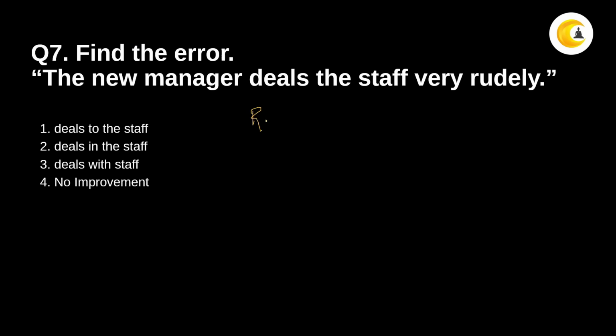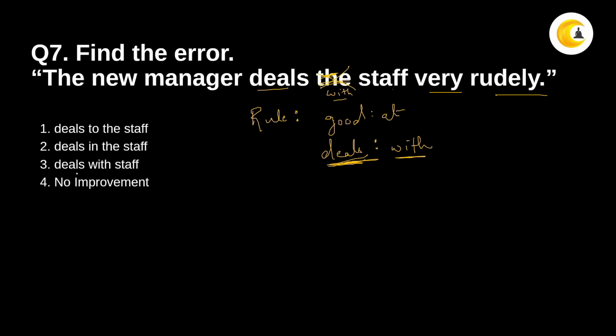All right. So simple rule, okay? This is another rule like good is to at, right? Similarly, deals is to with. Okay, why? You remember big people who, when they crack a deal, they say, I made a deal with XYZ company. So you deal with. Or when your mom is angry, she just says that I have to deal with you every single day. So deal comes with and not an article. The is an article, so we don't need this article. We use with. The new manager deals with staff very rudely. Okay. So I guess that is answer option 3. That is deals with staff.